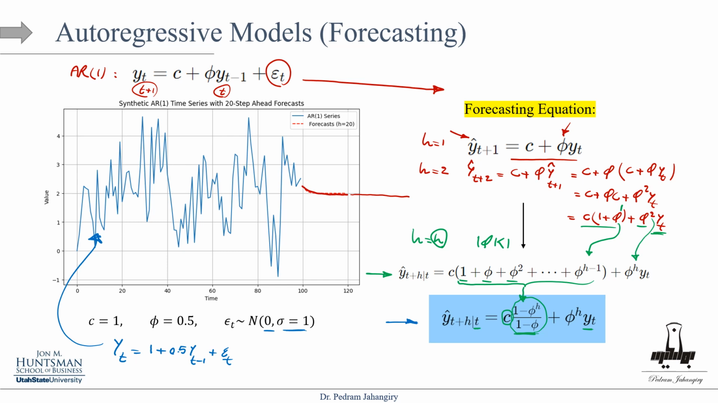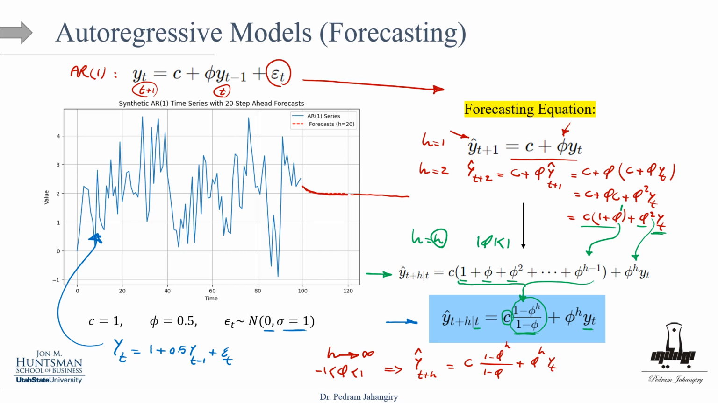So what are we doing? We're sending this h into infinity, right? So if we send h into infinity, and we know that phi is between -1 and 1, what do we get? I'm just using the forecasting equation: y at T plus h is equal to c multiplied by (1 minus phi to the power of h) divided by (1 minus phi), plus phi to the power of h times yt.